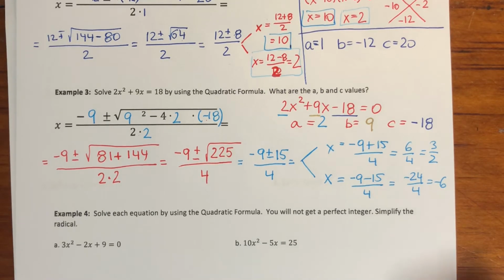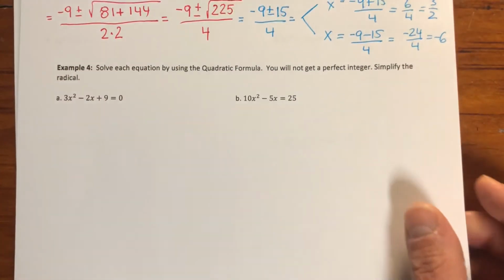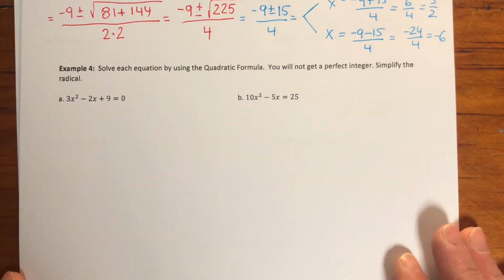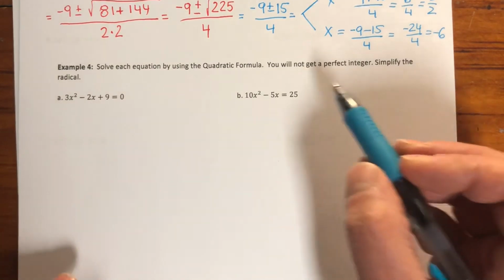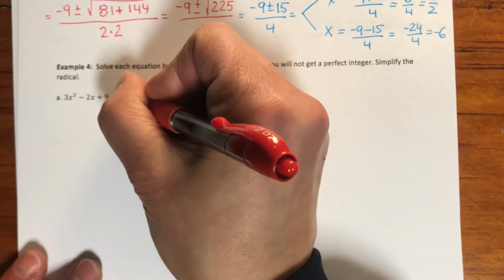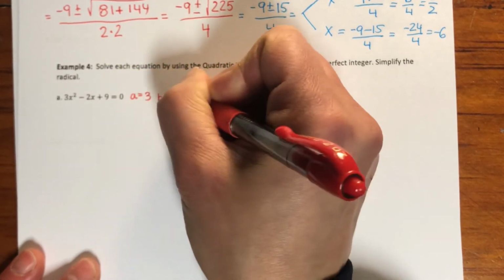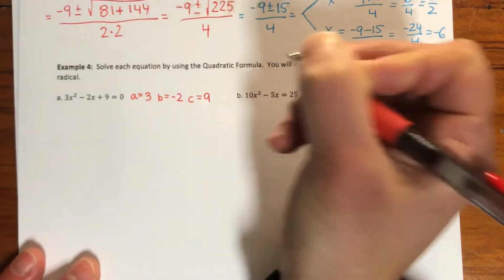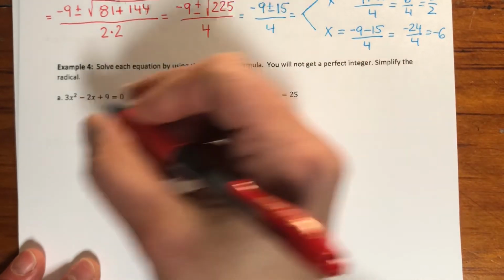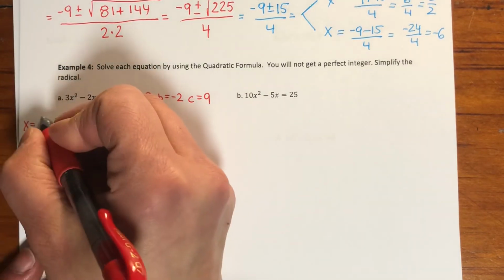All right, we have 2 more examples, and I will do them quickly so that you kind of get more of an idea. This is telling you that you will not get perfect integers, and you are asked to use the quadratic formula. Again, I am going to start by listing A, B, and C. Can't emphasize this enough. Be careful with the signs. And now the quadratic formula says negative b.